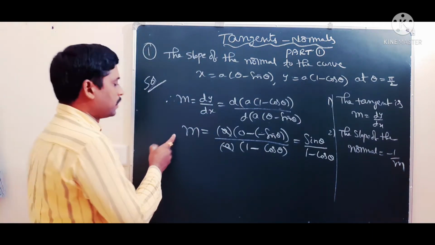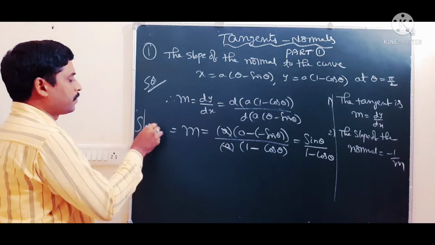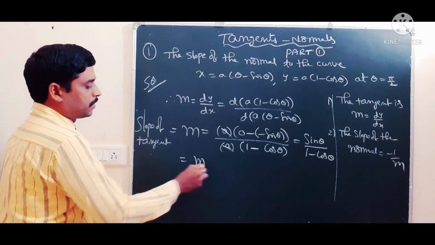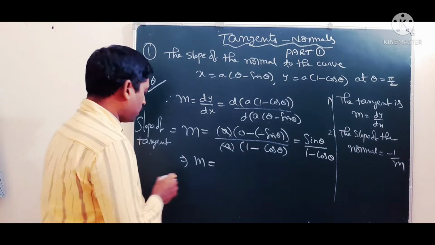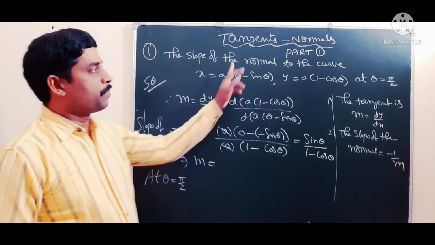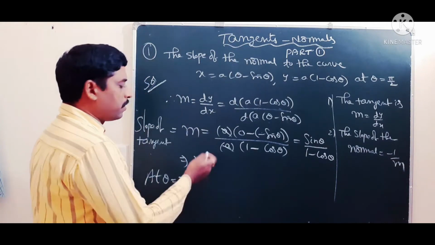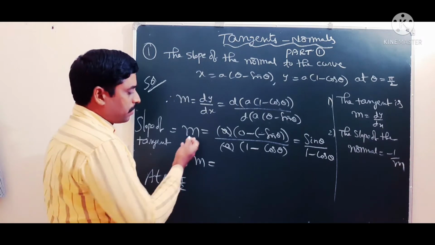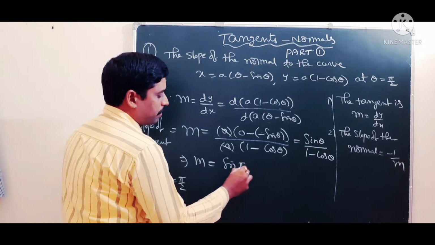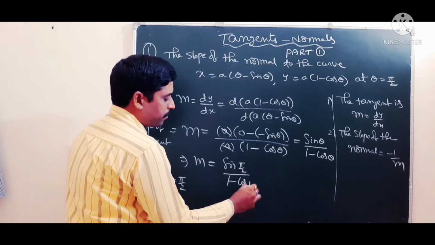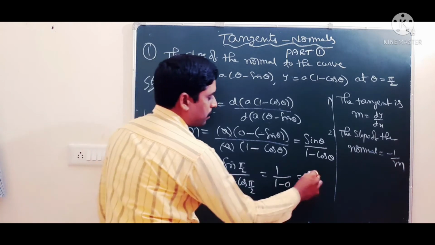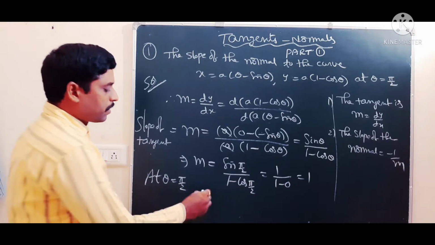The slope of tangent. Okay, m is equal to sin theta by 1 minus cos theta, at theta is equal to 90. We have to find the slope of normal at theta equal to pi by 2. First we have to find the m value: sin 90 by 1 minus cos 90. Sin 90 value is 1, 1 minus cos 90 is 0. So this is 1. Okay, this is the slope of tangent.